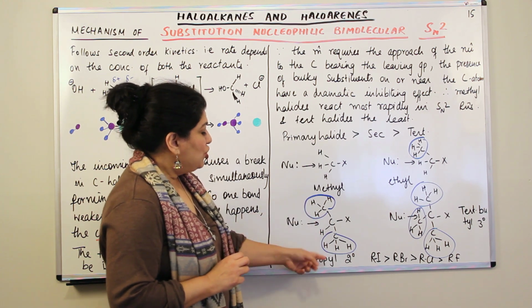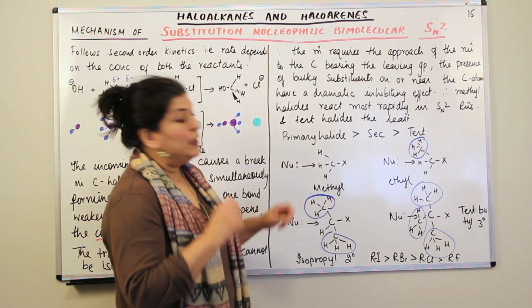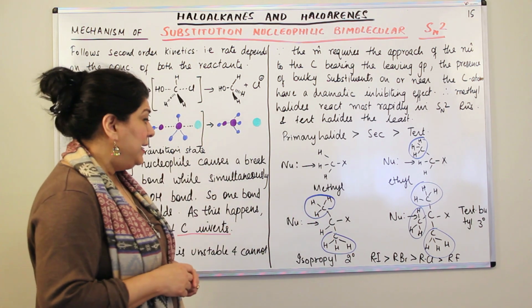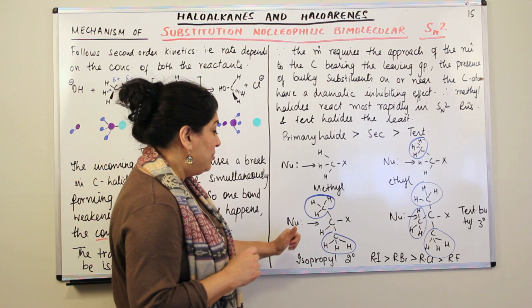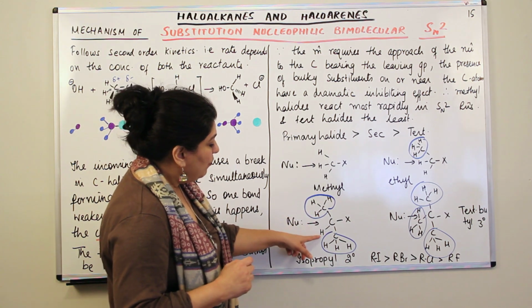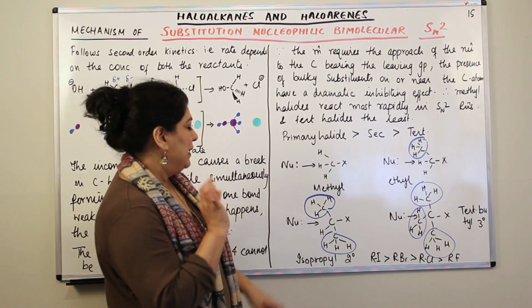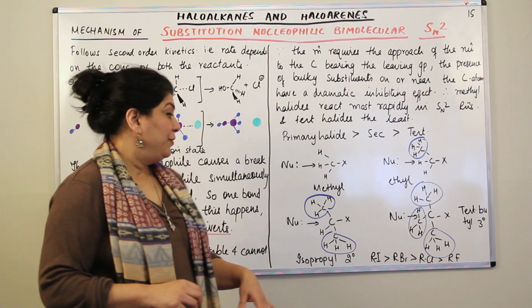Now this is isopropyl halide. In this you have one carbon attached to 2 other carbon atoms, which means it is a 2-degree halide. This is a secondary halide, and the nucleophile has to attack now. There is only one hydrogen, and these 2 are tennis balls, and there is only one small little thermocol ball. So it becomes even more difficult.